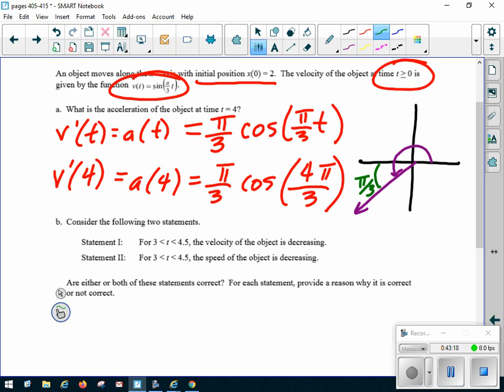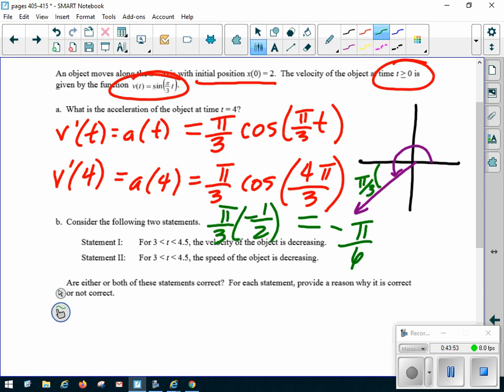Okay. What's the cosine of pi over 3? 1/2. Cosine of pi over 3 is a half. In quadrant 3, negative 1/2. So this is pi over 3 times negative 1/2. Is that negative pi over 6? If it didn't give you units, don't put any. You do not have to put units.